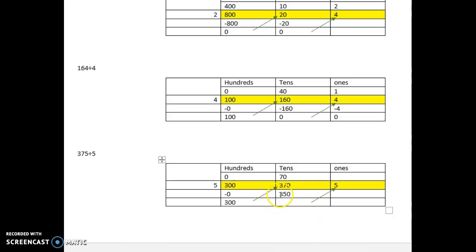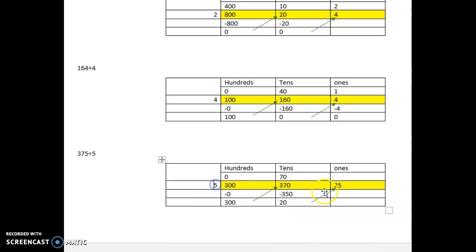Okay, now I'm going to subtract that. 370 minus 350, 0 take away 0 is 0. 7 take away 5 is 2. 3 take away 3 is 0. So I've got 20, and I'm going to regroup that 2 tens and make 25 ones. That's a little bit more complicated. Replay the video, rewind and replay if you need to.